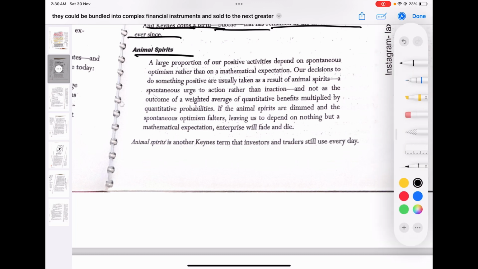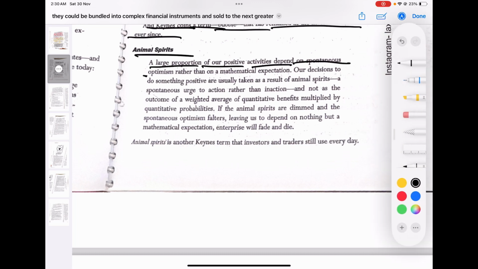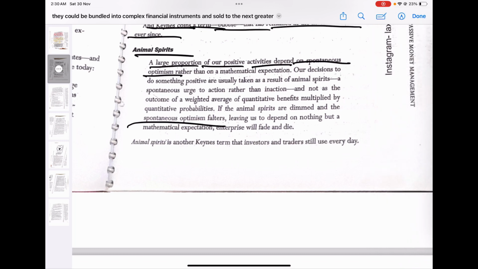Animal spirits. A large proportion of our positive activities depend on spontaneous optimism rather than a mathematical expectation. Our decisions to do something positive are usually taken as a result of animal spirits. What are animal spirits? Animal spirits basically means a spontaneous, random decision rather than having some sort of proper calculation; everything cannot be rational, right? At the end of the day, we are just living beings, not AI or robots. So obviously, spontaneous optimism does happen. Everything cannot be mathematically calculated since we are humans, right?